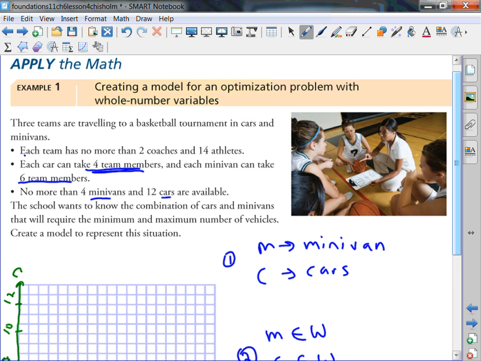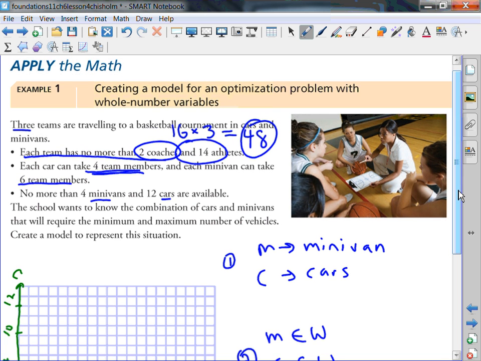But the first thing it says is that each team has no more than 2 coaches and 14 athletes. So if there's 2 coaches and 14 athletes as the maximum for each team, that's a total of 16 people per team. It says 3 teams are traveling. So we can multiply this by 3 to determine that there's going to be a total of 48 people that are traveling. They're going to be traveling in the cars and the minivans. Car can take 4 people, minivans can take 6 people.